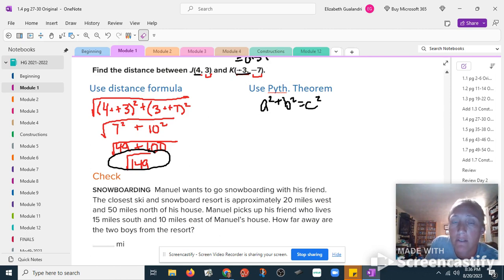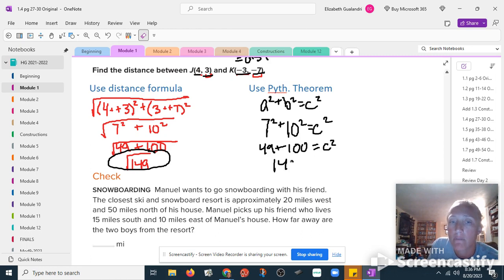So 4 and -3, and this is where you might use my number line in my classroom, are 7 units apart. Plus b is my rise. So how far apart are 3 and -7? So -7 and 3 are 10 units apart, is equal to c squared here. And then I can do 7 squared, which is 49, plus 10 squared, which is 100, equal to c squared.